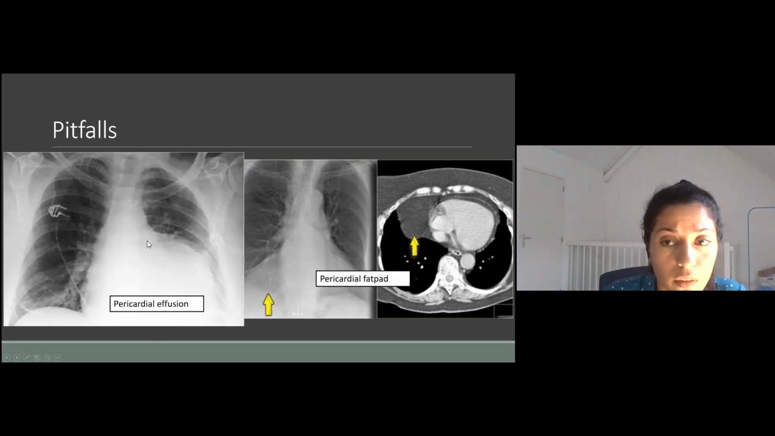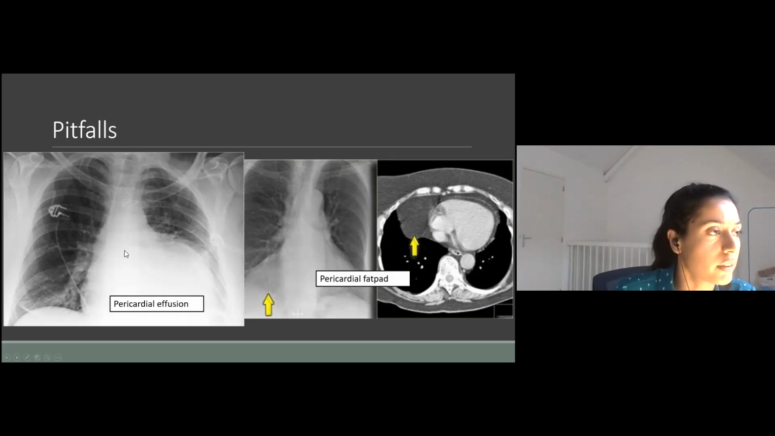An important pitfall is pericardial effusion, which might be life-threatening in case of severe pericardial effusion, which is more than 200 milliliters. It can be visible on chest X-ray. So on chest X-ray, in case of pericardial effusions, you might see an enlarged heart.